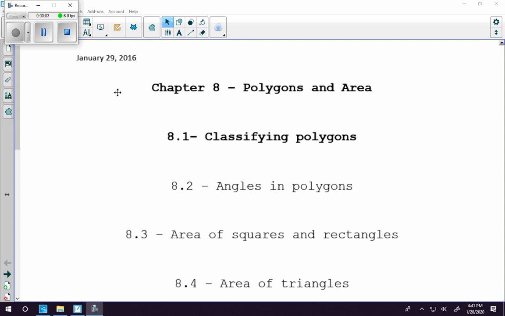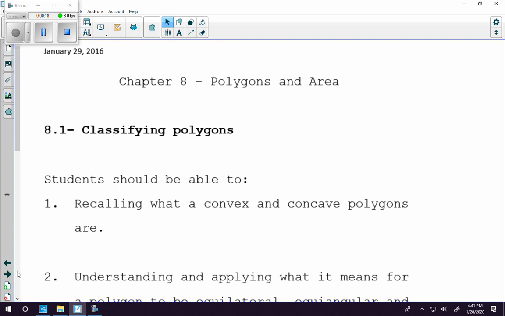Okay, class, what we're talking about is taking a look at Chapter 8. It's called Polygons and Area. The section we're going to focus on right now is 8.1, Classifying Polygons. Okay, so if we flip and take a look at the objectives page, see what the focus is today.